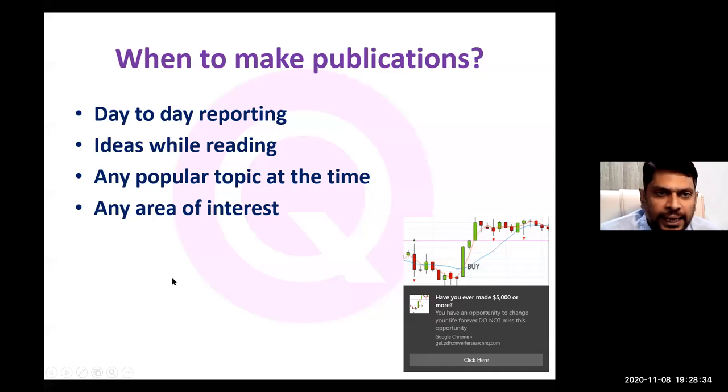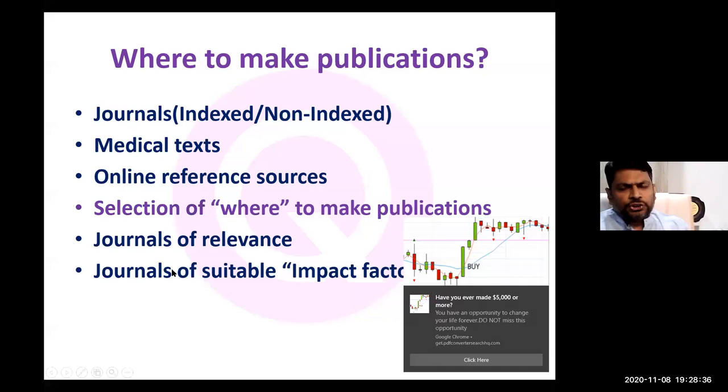So coming to the next, where to make publications. Well, yes, you have got the relevant material, you've got good cases to report. Then you should think about where to publish it. I have known people who have asked me, can I publish this? Can I publish in this particular journal? You have to choose your journal. Choose your journal means the relevance part comes there.